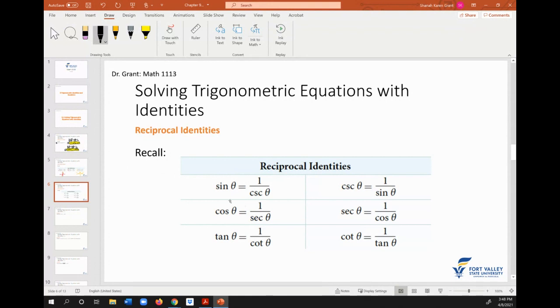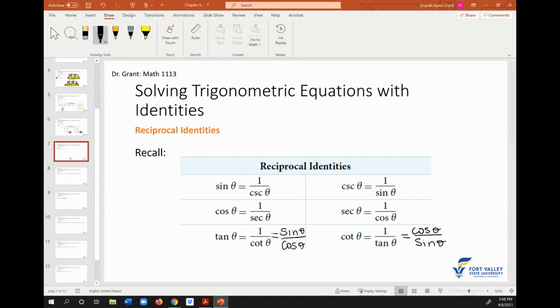We also looked at these in the previous chapter. So we can even go as specific to say tan is actually sine theta divided by cosine theta, and cotangent is cosine theta divided by sine theta. Always good to know those. So why are these important and who cares, right? So let's look at some examples.